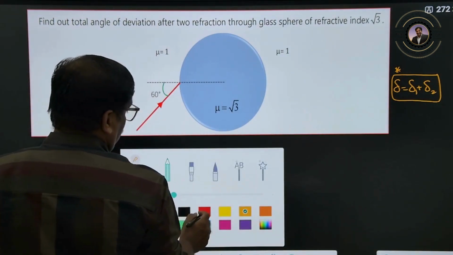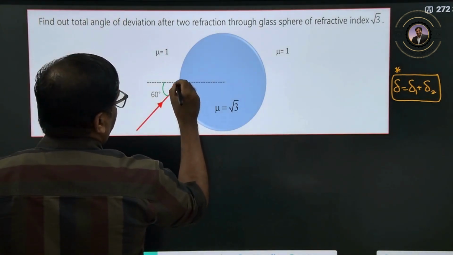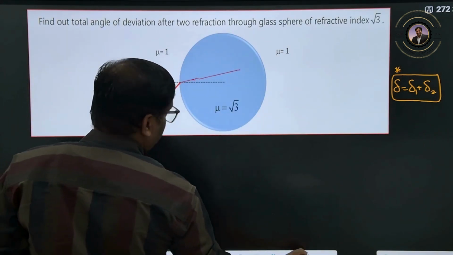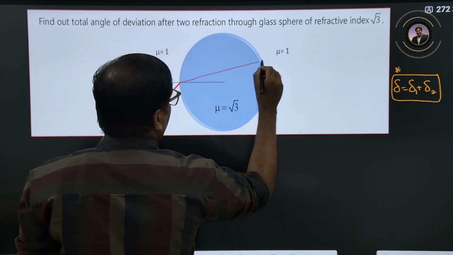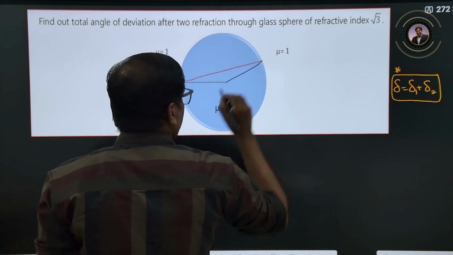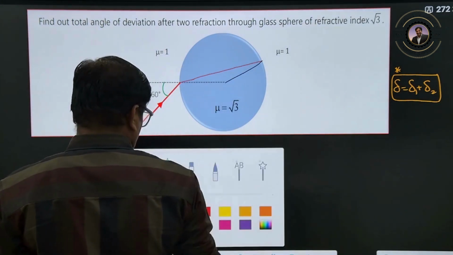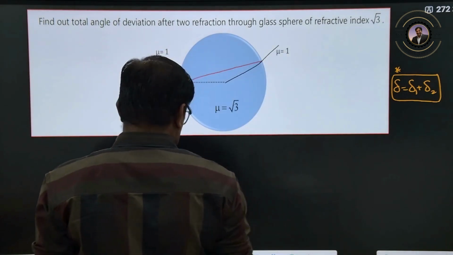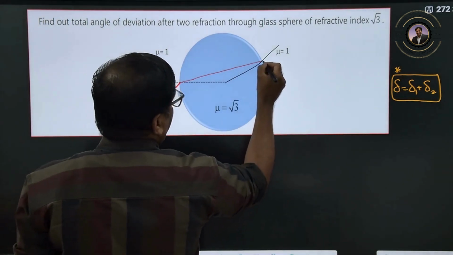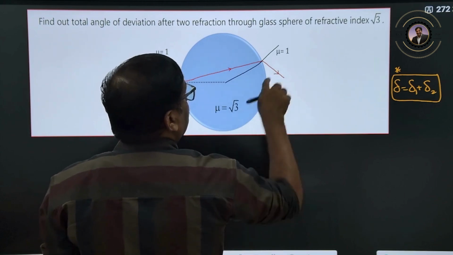So if you did not see it, please see that video. You have to follow the sign conventions, clockwise and anti-clockwise. Clear? So now first let us see what will happen. Here it is entering from rarer to denser. What will happen now? It bends toward the normal. Bends toward the normal, then it will go like this. Clear? Now this light ray is entering like this, from denser medium to rarer medium, so it will bend away from the normal. This is your refracted ray, this is your emergent ray.